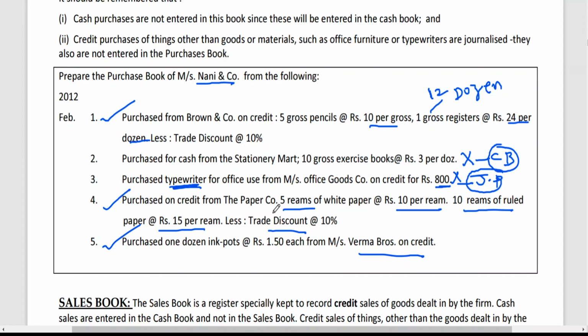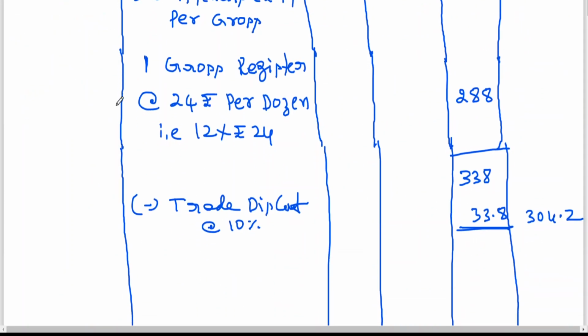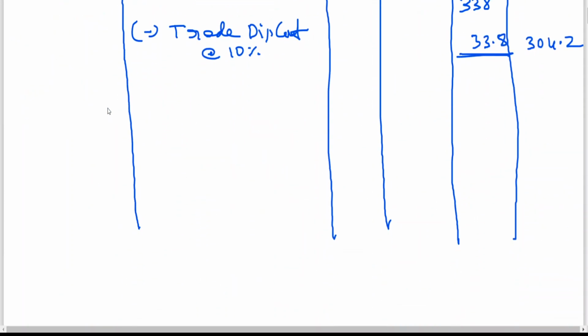Purchase on credit from the Paper Co 5 reams of white paper at 10 rupees per ream, 10 reams of ruled paper at 15 rupees per ream. They discount at the rate of 10%. So next, 4th, the name of the supplier, the Paper Company.